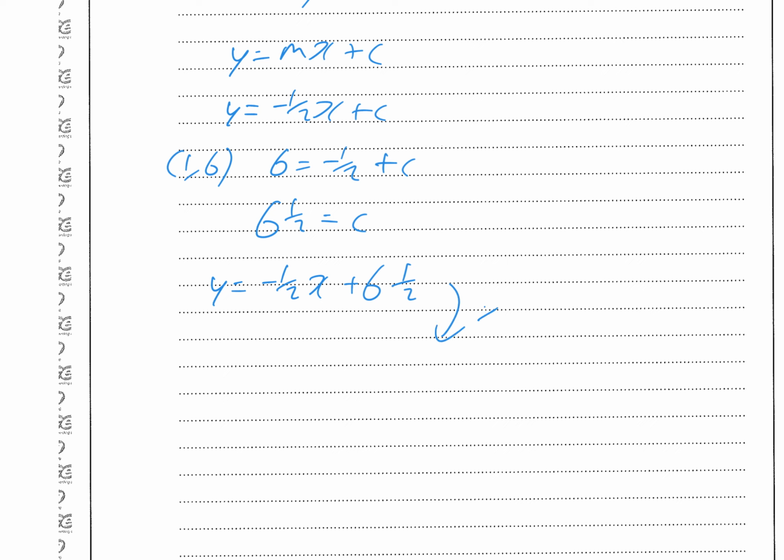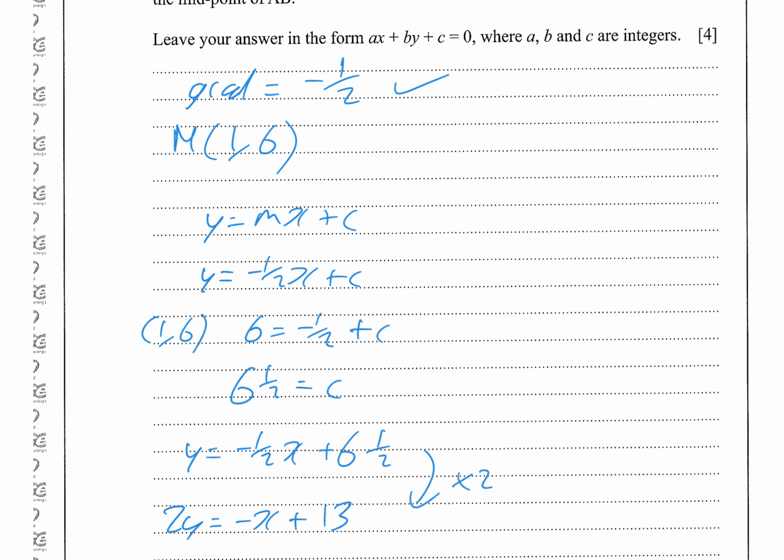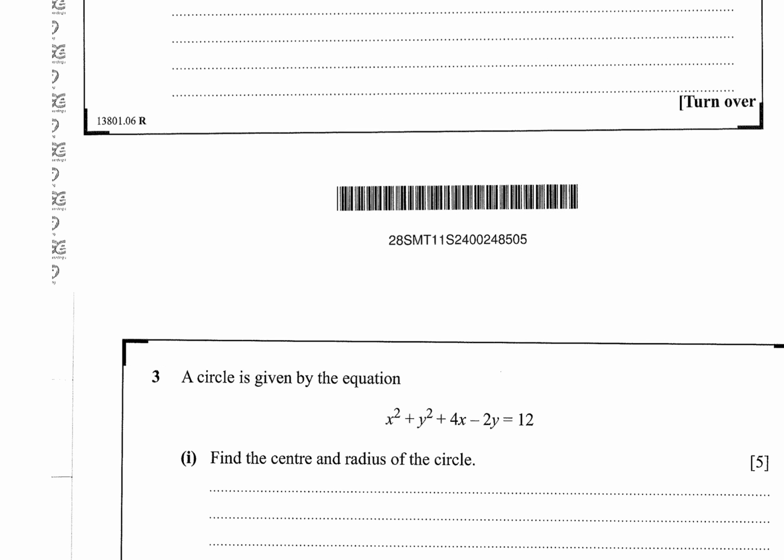Now multiply through by 2, you're going to get 2y equals minus x plus 13, which means x plus 2y minus 13 equals 0. I think that's what they wanted us to have, in the form where they're integers. Yep, that looks good enough to me.